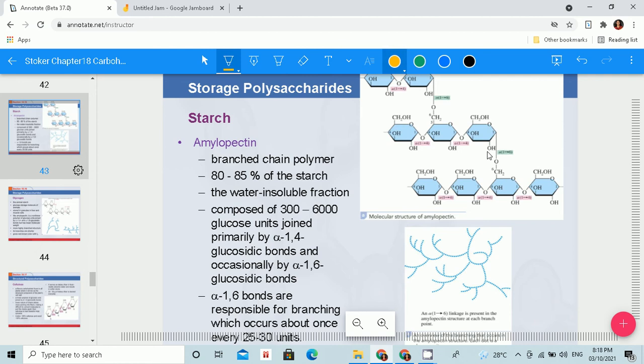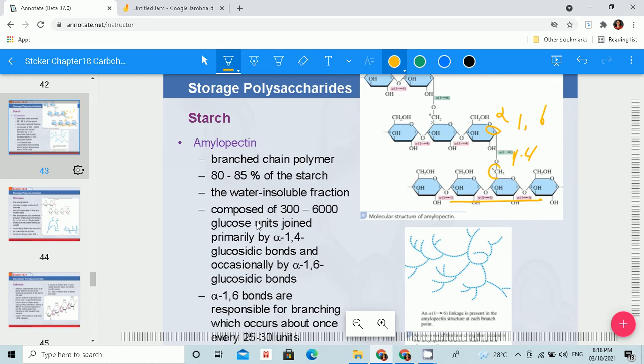And then here it's 1,6. As you can see, this is 1 and this is 6. So the branching there is alpha 1,6, alpha 1 to 6 glycosidic linkage. But here is an alpha 1,4 glycosidic linkage.